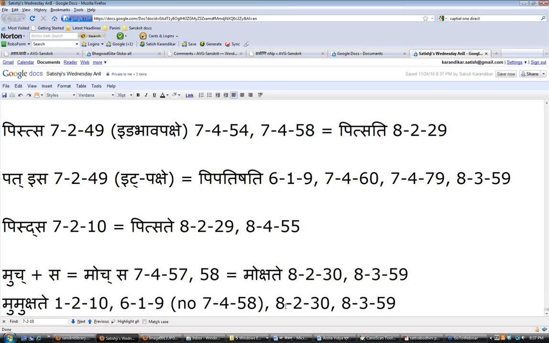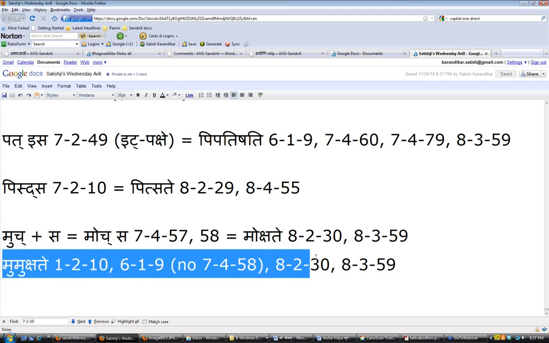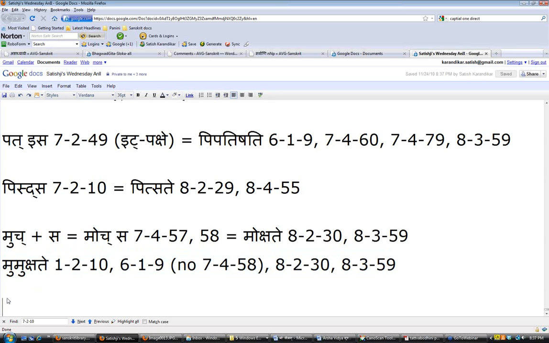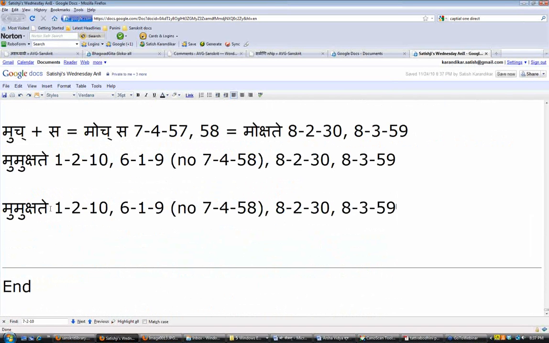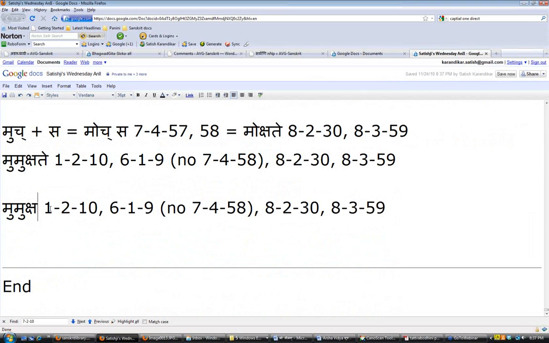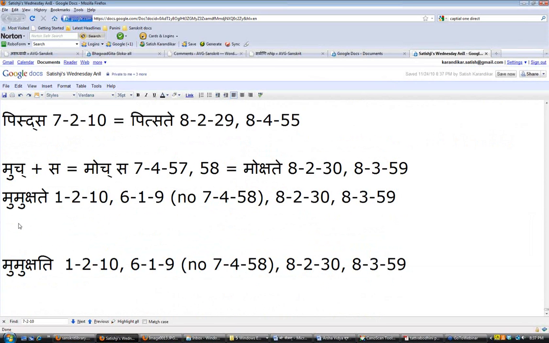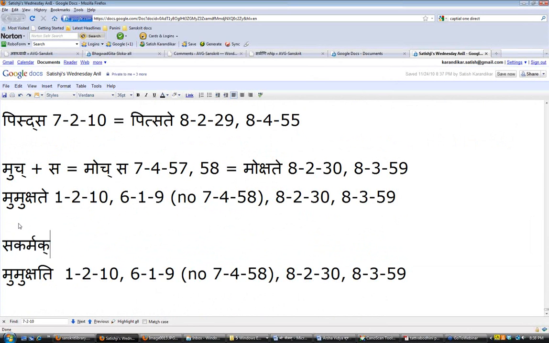Okay, mumukshate. And when you make it sakarmaka, what will we get? Mumukshati, right? Mumukshati, all the same steps. There also we get no guna adesha, so the same steps, except we'll get mumukshati. I don't want to copy paste all these today, out of fear of mistakes. Umukshati, here also the same steps, but this is sakarmaka. Okay, all right, and this is akarmaka.